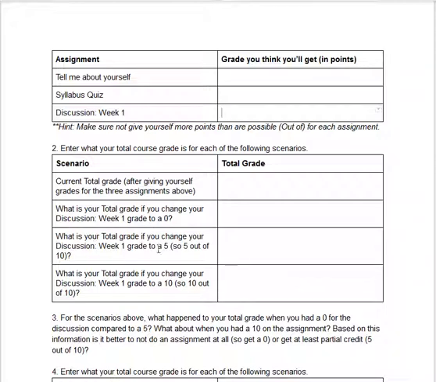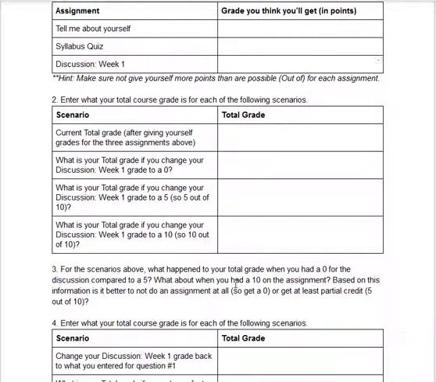What would happen if you change it to a 5, which is a 5 out of a 10, so a 50%? Well, it would go a little bit up. And then what would happen if you got a 10 out of 10 or a perfect on it? Well, obviously, it would go up even higher. So what's the purpose of this? The purpose is that we want students to compare what a 0 compared to a 5 compared to a 10 will do to their grade.